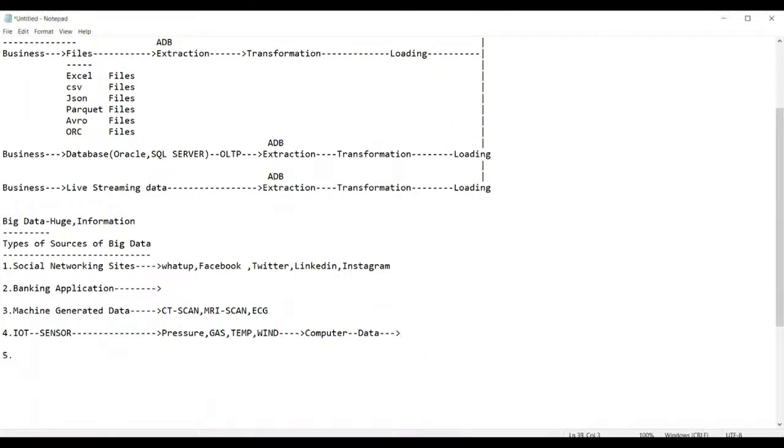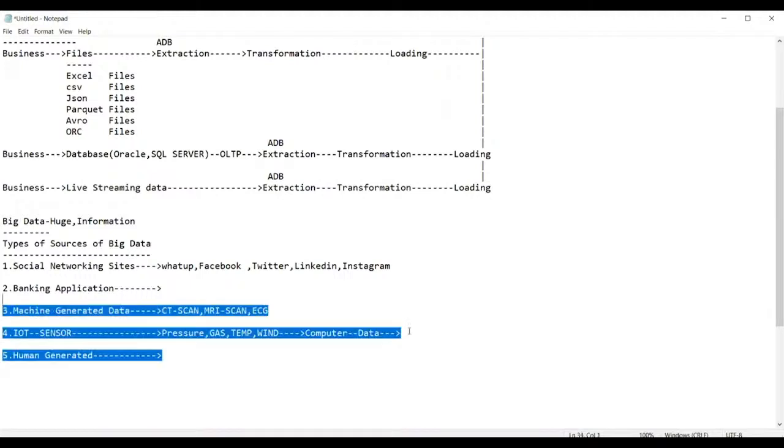Next, the fifth one is human generated data. It is not massive, but it can still be considered big data. Human generated data means the data generated by you and me, the normal routine data. So this is also considered part of big data.